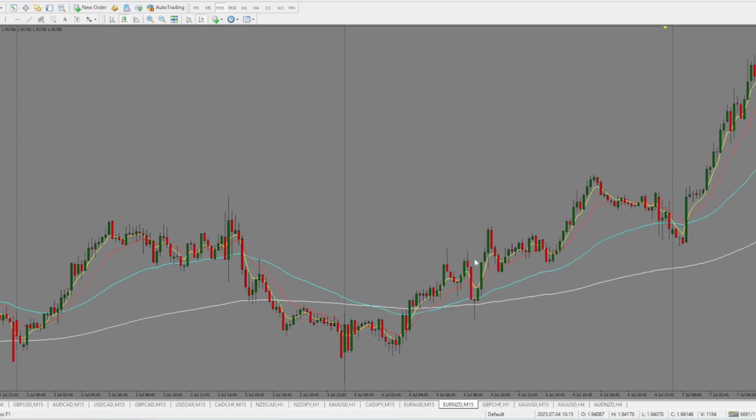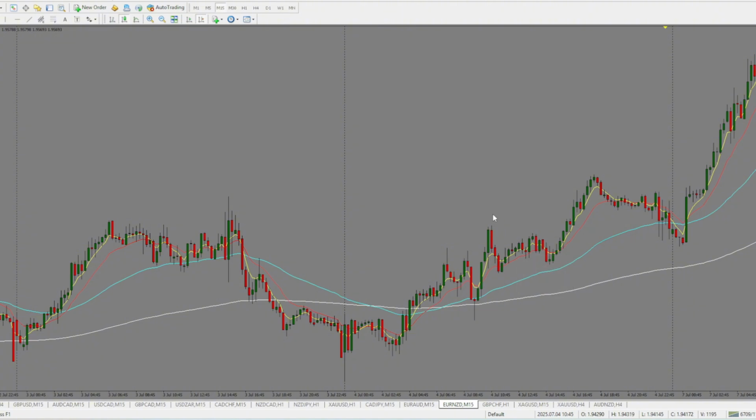And to define them for those who do not follow this particular channel, this blue one is the 50 EMA, the white one is the 200 EMA, the red is the 13 EMA, and the yellow is the 5 EMA. All are exponential moving averages with all those periods applied to close.